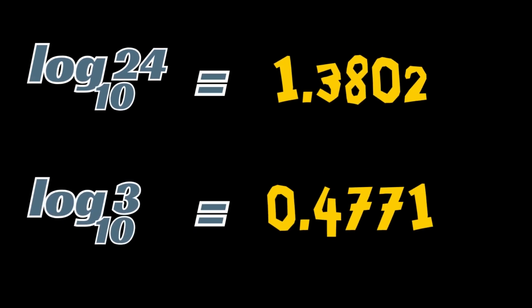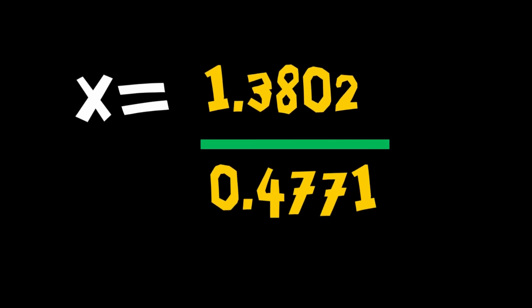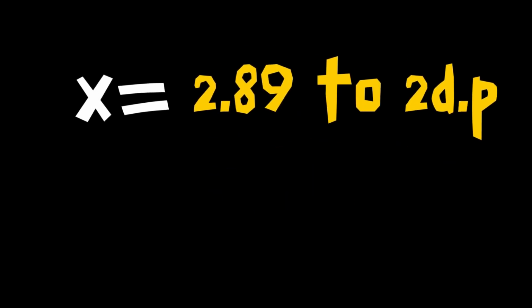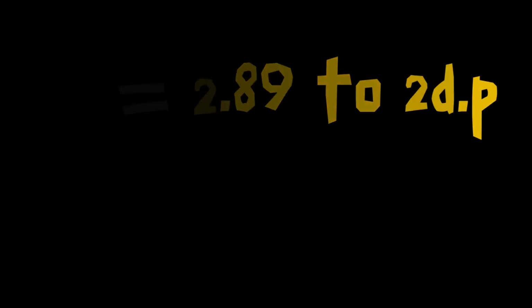Log base 10 of 24 is equal to 1.3802. Log base 10 of 3 is equal to 0.4771. x equals 1.3802 divided by 0.4771. Hence, x equals 2.89 correct to 2 decimal places.